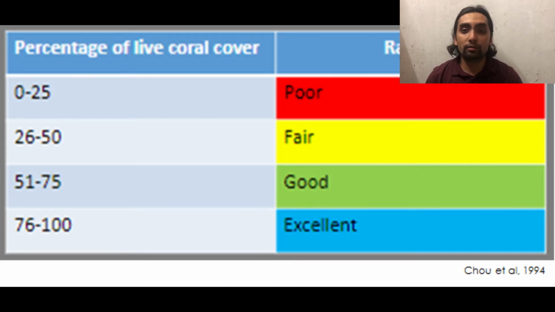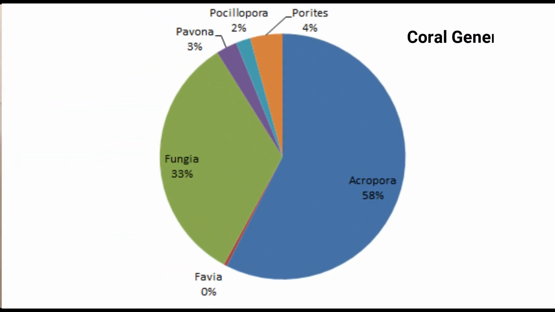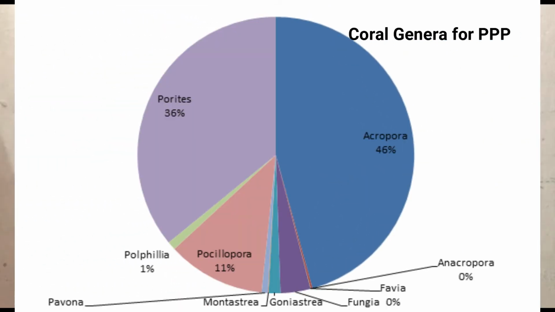Based on the index of coral reef health, both sites are in fair condition. Acropora are the most abundant coral genera that colonize the area. This is because Malaysian waters are included in the Indo-Pacific region. A lot of Acropora can be found in the study area, such as table coral, staghorn coral, and elkhorn coral.